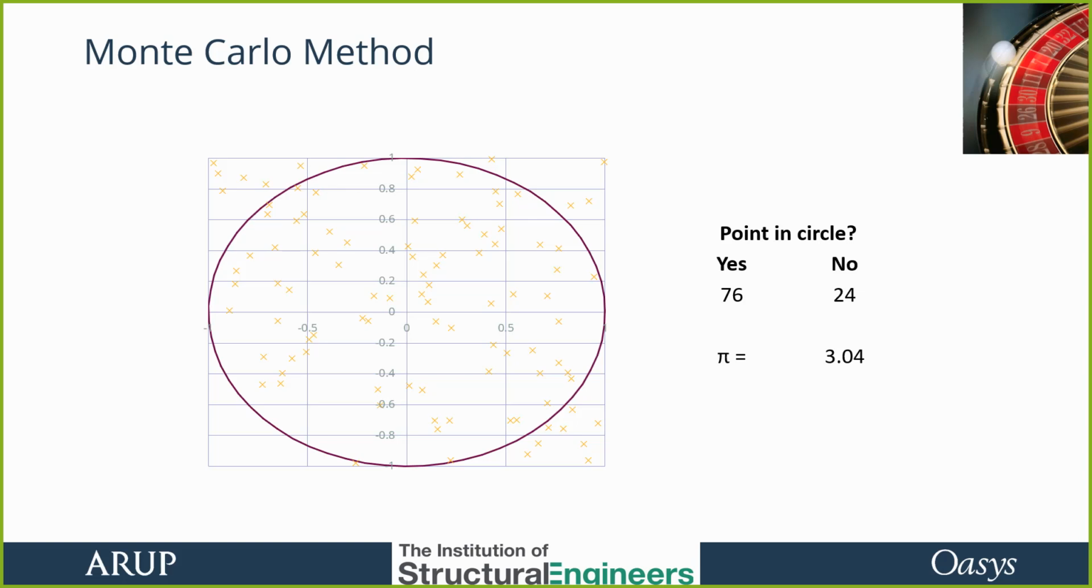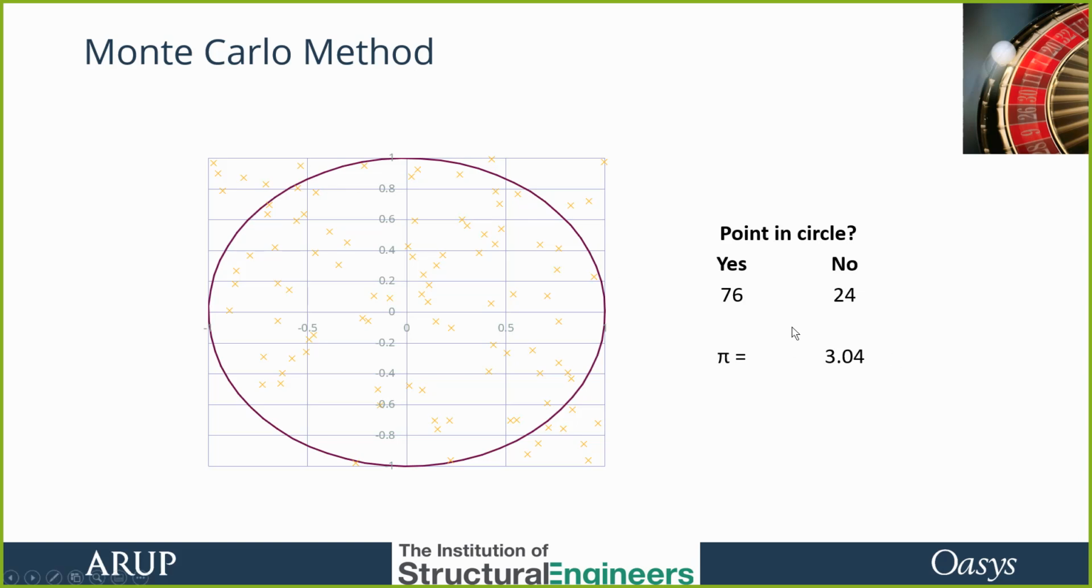And in this example, I've used this method to try and estimate the value of pi. A square, circle in the square, random points. Is the point inside the circle? Is the point outside the circle? That gives us an idea of the area of the circle versus the square. And we know the formula is pi r squared. And so we get an estimate of pi.